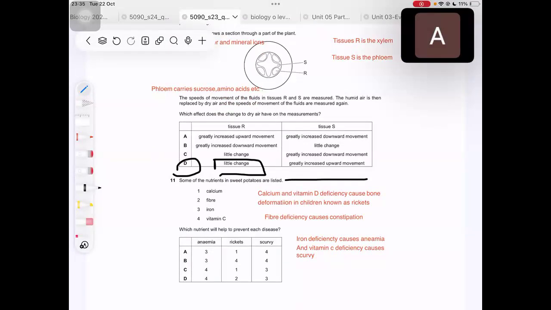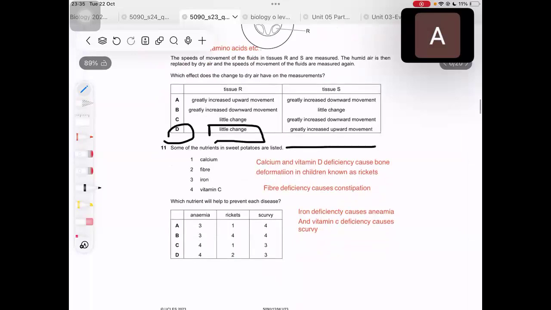Some of the nutrients in sweet potatoes are listed. 11th question: which nutrient will help to prevent each disease? We know calcium helps us to have strong bones and strong teeth, and deficiency of calcium would lead to osteoporosis later in life.